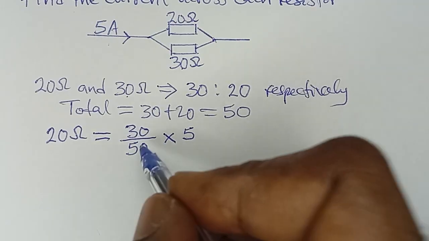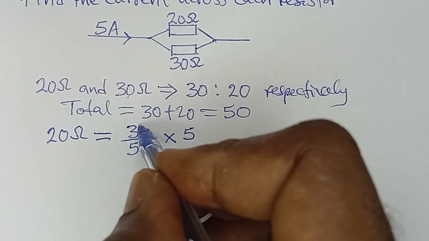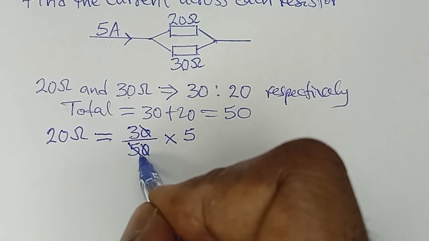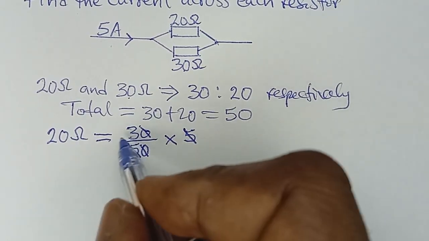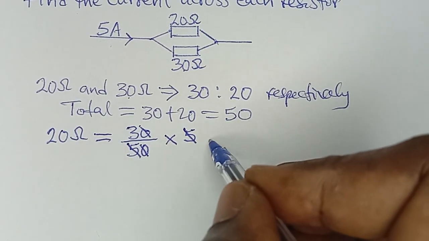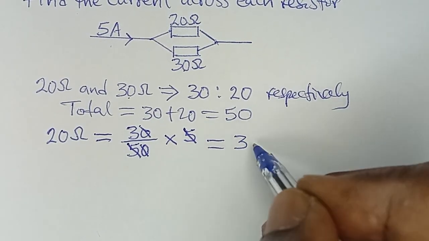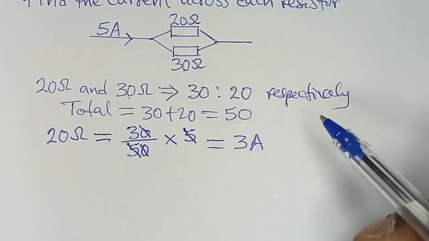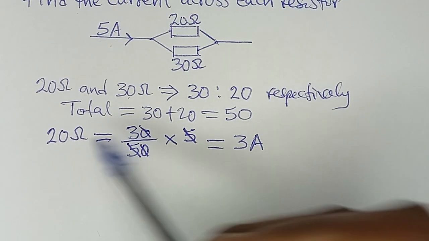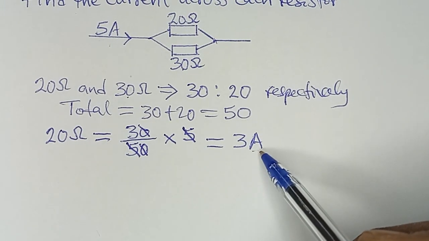So now this 0 cancels 0 and then 5 cancels 5. And then we are left with only 3 over 1, which is equal to 3 ampere. So that means the current across the 20 ohm resistor is 3 ampere.